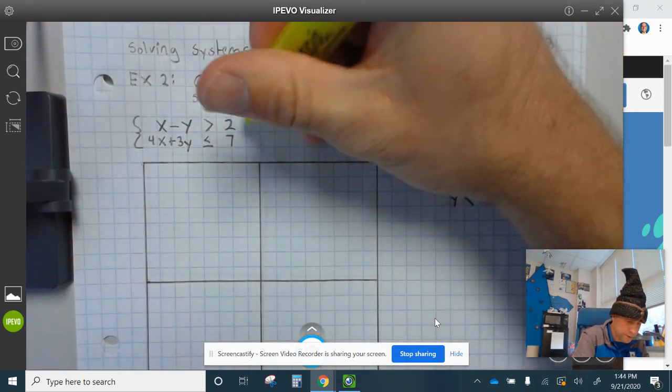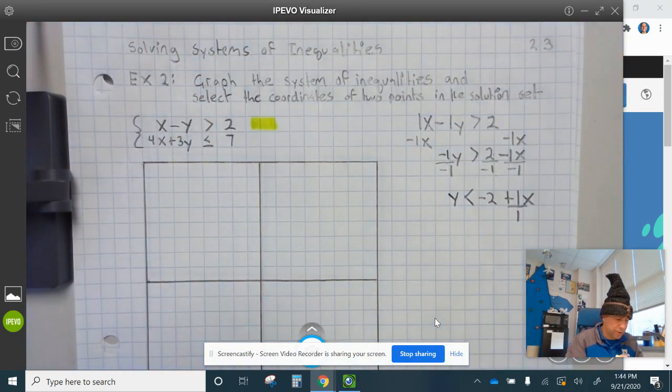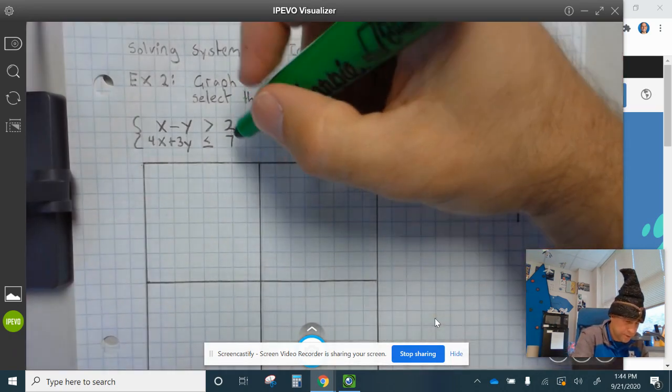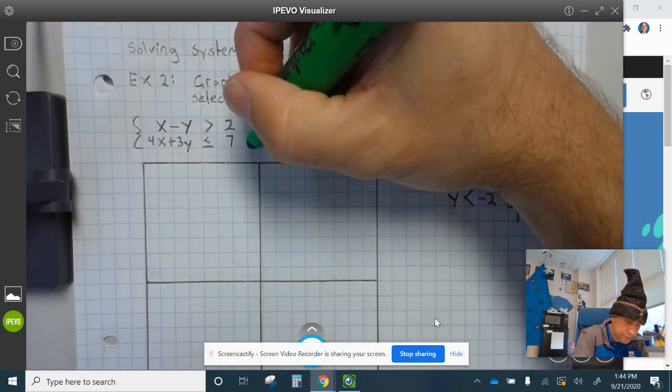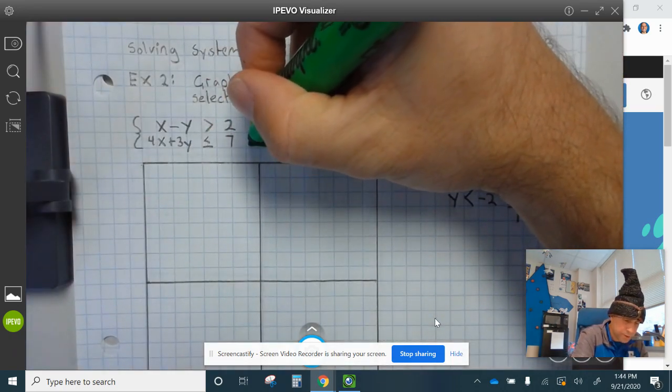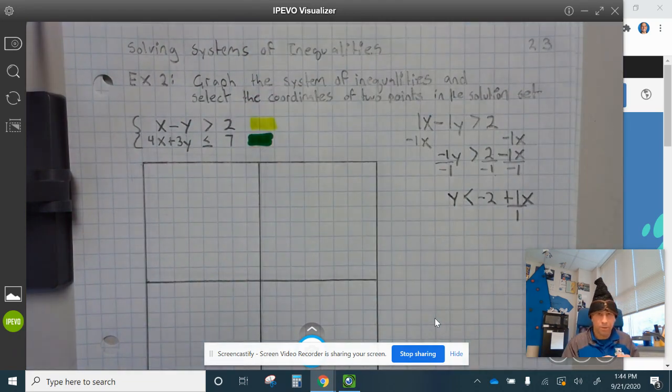And before I forget, I'm going to do the shading for this one in yellow. And I'm going to change highlighters. I'm going to change this to green. Okay? All right. I think. Sorry. I have a better green highlighter.